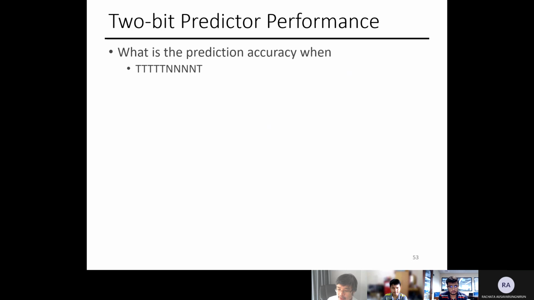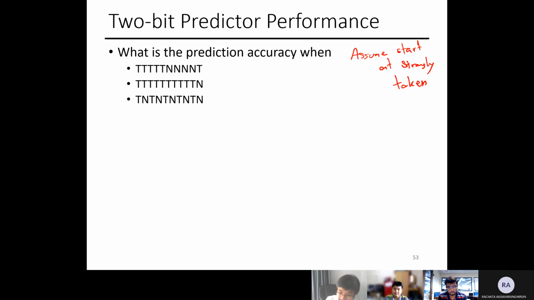So what's the performance of this when you have these 3 patterns? So let's assume that we start at strongly taken. The first one, I'll do the first one for you. If you're at strongly taken, this is going to be correct, right? Then the first one will be incorrect. You transition to weakly taken. The second one is incorrect because you transition to weakly not taken. Then it's going to be correct, and incorrect again at the end. So you are at 7/10 in terms of accuracy.